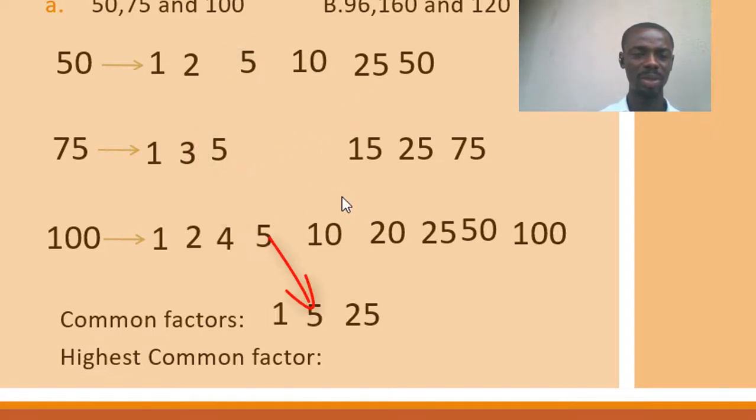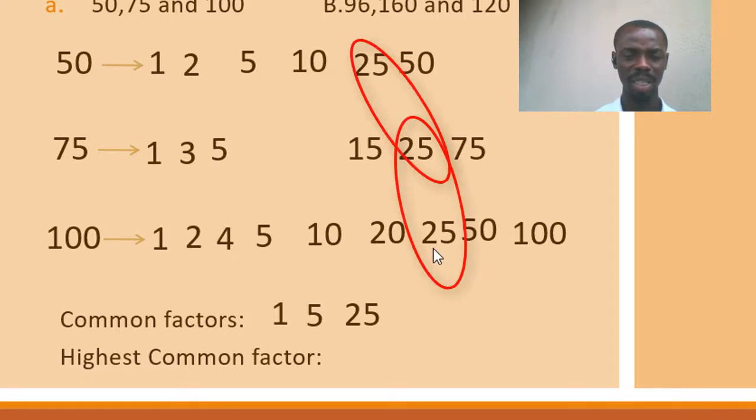Now, this is 10, and no 10 here. But there is 10 here. So since 10 is missing here, that shows that 10 is not a common factor. Now, this is 25. This is 25, and this is also 25, as you can see.